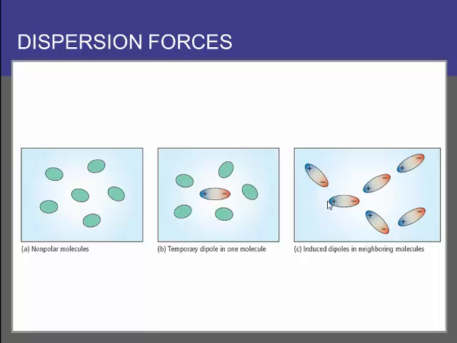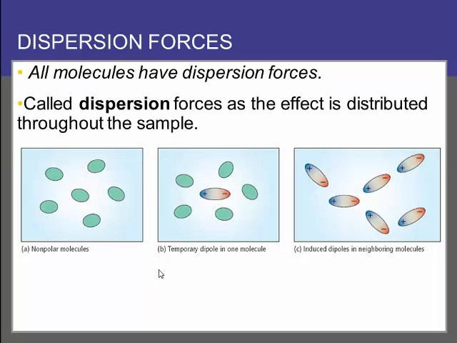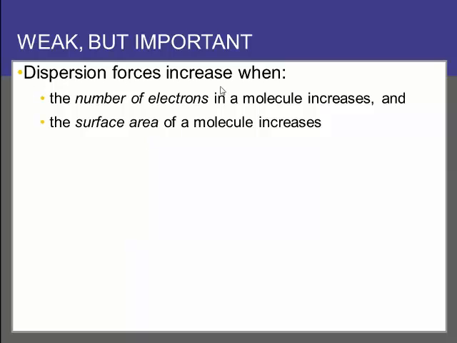These are called dispersion forces, and this keeps these molecules connected together or interacting a little more closely than they would if there were no dispersion forces. Again, every molecule has dispersion forces as long as there are electrons in the molecule. The more electrons that the molecule has, the greater the dispersion forces. And they're called dispersion forces because the effect is distributed throughout the sample. And dispersion forces can increase when the number of electrons in the molecule increases, and also when the surface area of a molecule increases.